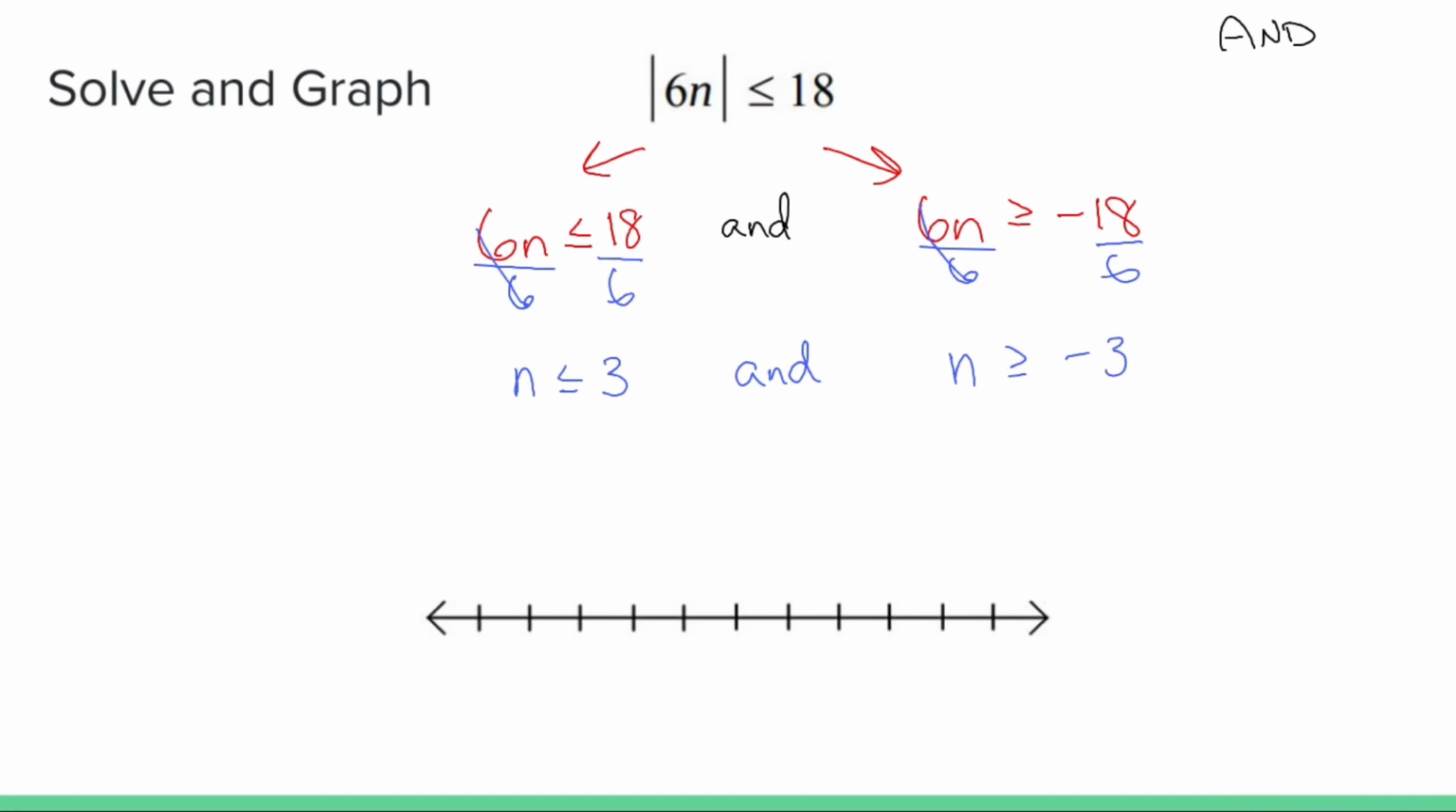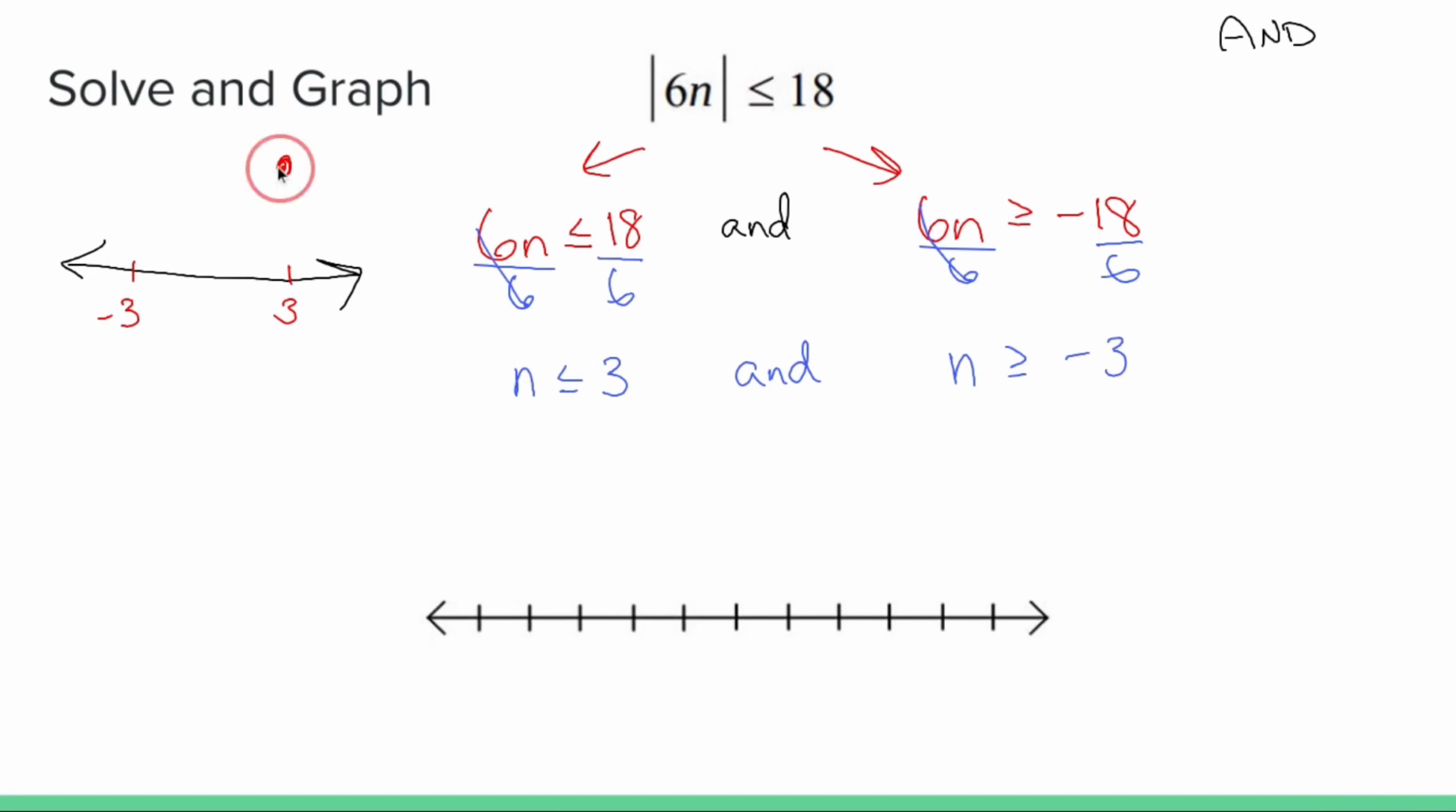Now, when you graph "and" statements, make yourself a little rough draft over here. Draw yourself a perfect line like I just did and figure out, all right, well, I need to make sure that since this is "and," my final answer is where both of these lines intersect each other. So if you were 3 and you were negative 3, graphing this guy is going to look like this.